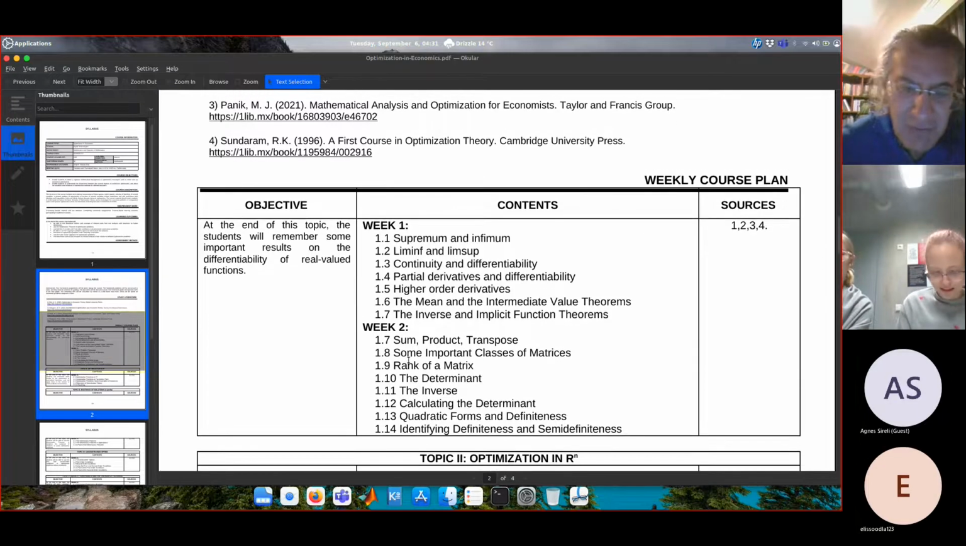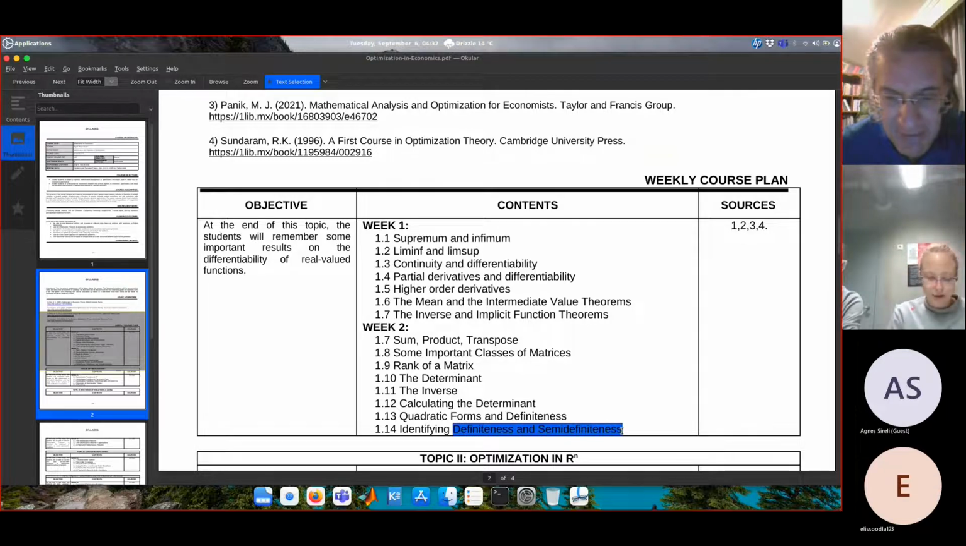For week number 2, we're going to talk about product and transpose of matrices, some important classes of matrices, the rank of a matrix, the determinant, the inverse, calculating the determinant, so basically properties of determinants, quadratic forms and definiteness, and identifying definiteness and semi-definiteness. These conditions are going to be very important. Those are going to be conditions that will appear as necessary or sufficient conditions in order to guarantee the existence of a maximum or the minimum of a function.